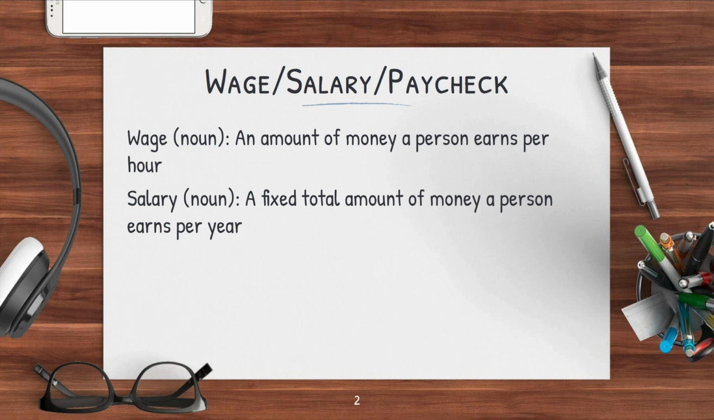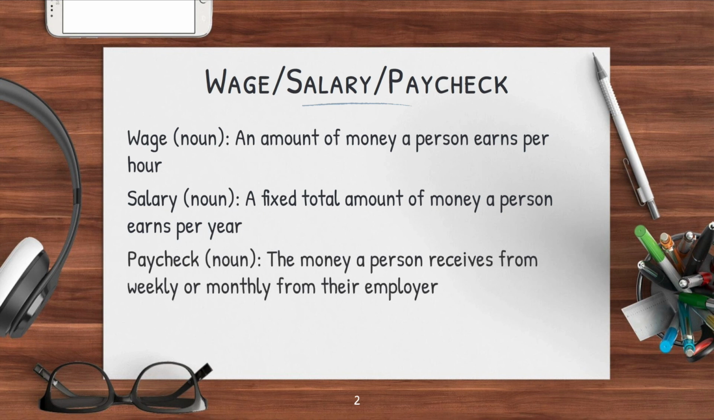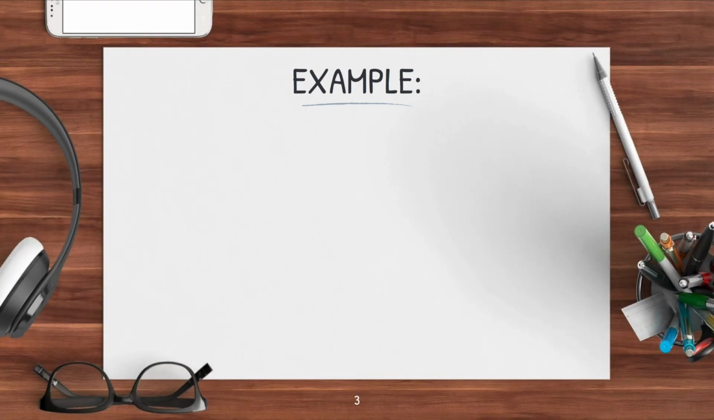The major difference here is that a salary doesn't really change based on how much you work, versus a wage, the more hours you work, the more money you'll make. A paycheck, that is the money a person receives weekly or monthly from their employer. So wage and salary, those are the amounts of money you earn for your work, but a paycheck, that is actually when the company pays you. So when you receive money from your company, that is your paycheck.